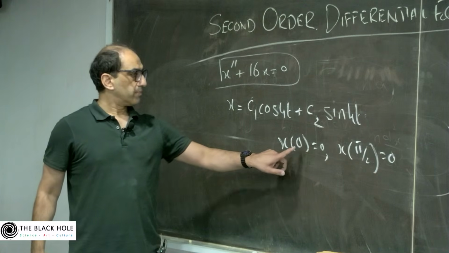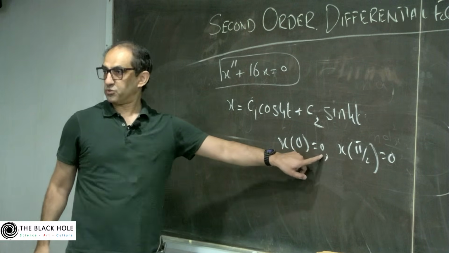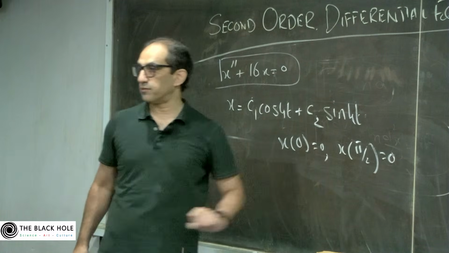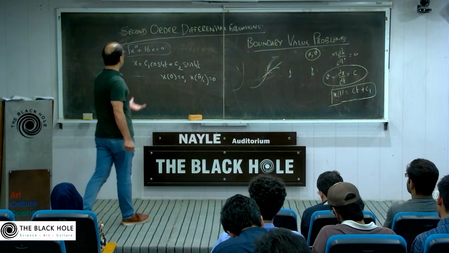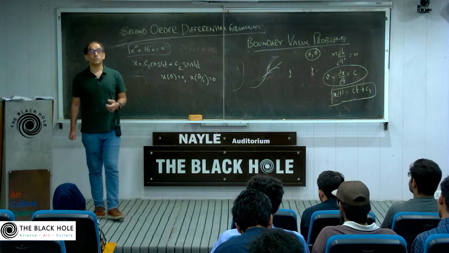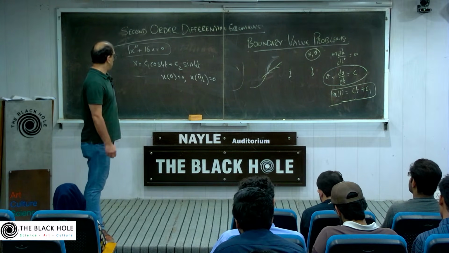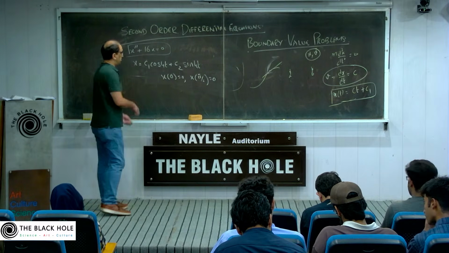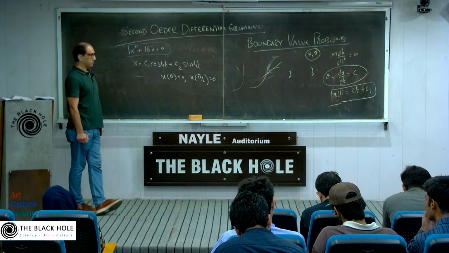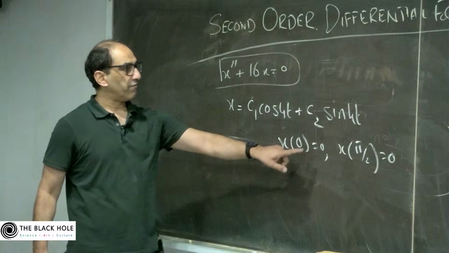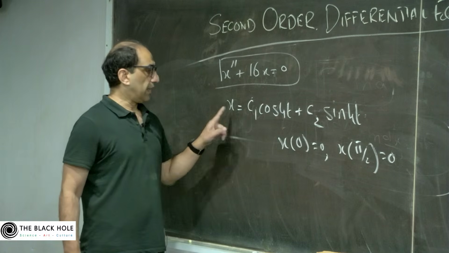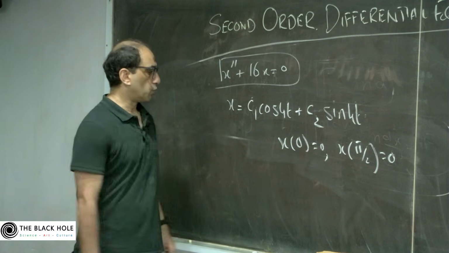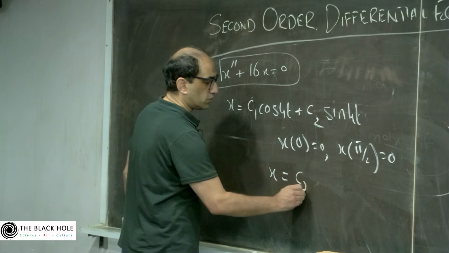So it means at t is equal to 0, x is equal to 0, and at t is equal to pi by 2, x is equal to 0. Now find the values of C1 and C2, because that is all that is in your way to completely determine this. C1 equals 0. Yeah, so when you have 0, this will be 0, this will be 1, and C1 will be equal to 0. So what you are left with is x is equal to C2 sin 4t.